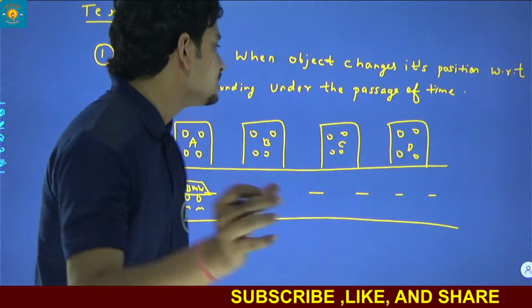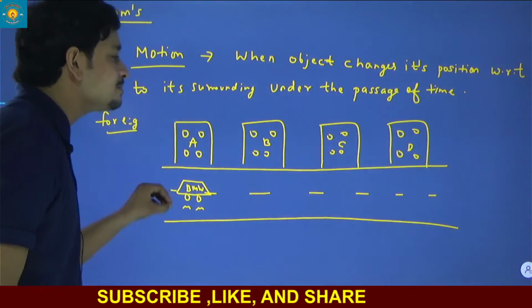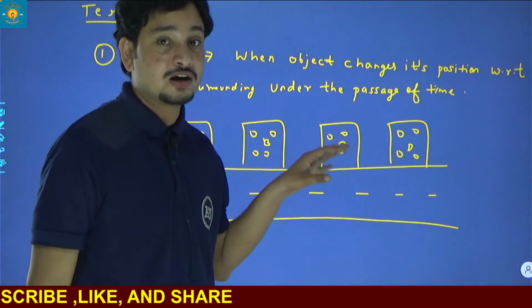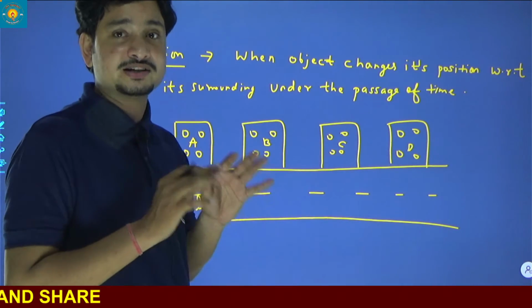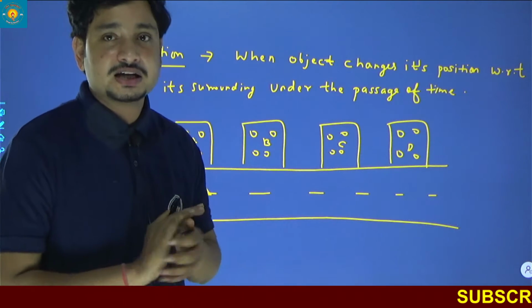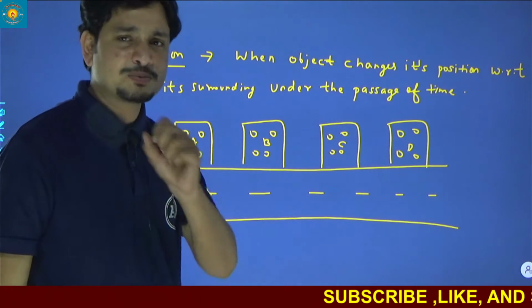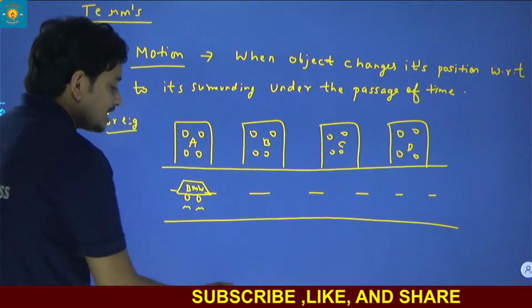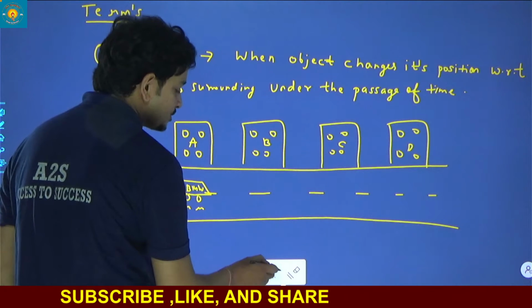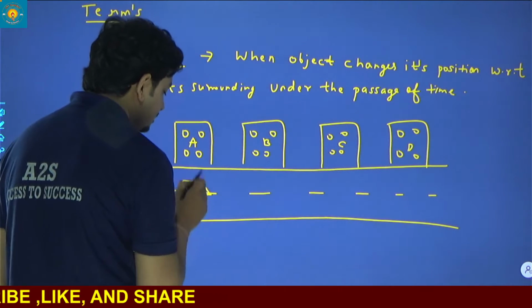Clear? If this is motion, think now we are going to study about rest. So please listen carefully. If this is motion, suppose this BMW car is not in motion.